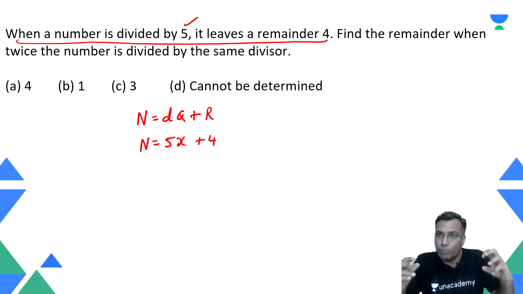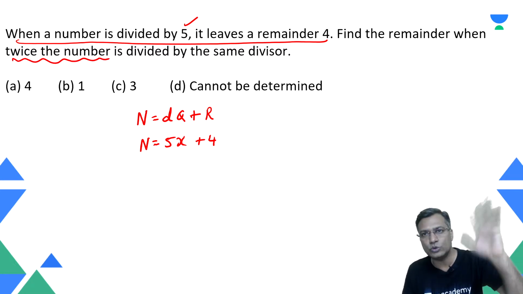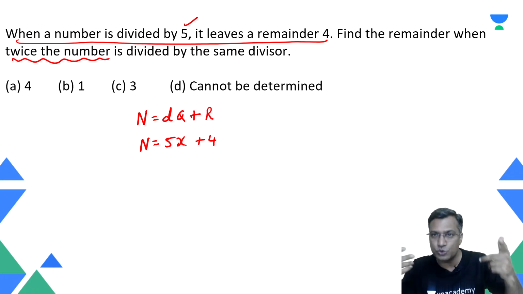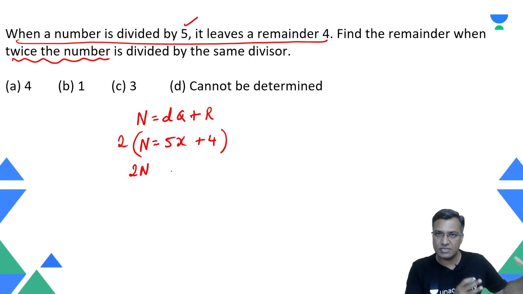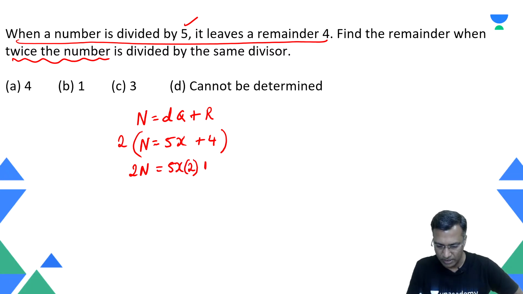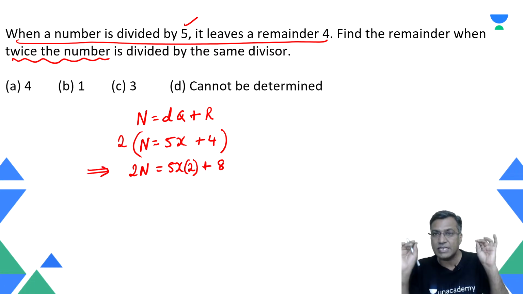Good. Next one. Find the remainder when twice the number. Okay, first let me produce what is twice the number. Then we will do the division. What is twice the number? 2n, which means you are multiplying this entire equation by 2, both left hand side as well as right hand side. You got to double it. 2n equals 5 into x into 2, because you are doubling them, plus 4 into 2. You might have said, sir, can I write it as 10x there? Absolutely, there is no problem. Now this is my new number, because twice the number appears like this.